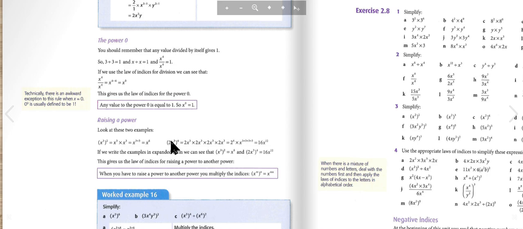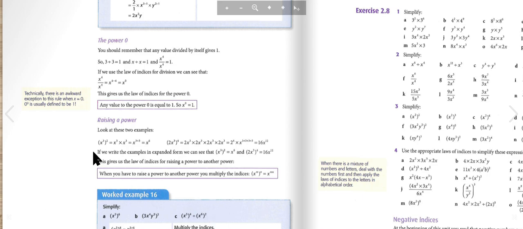And 2x to the power of 3, to the power of 4, equals 2x to the power of 3 times 2x to the power of 3 times 2x to the power of 3 times 2x to the power of 3, which equals 2 to the power of 4 times x to the power of 3 plus 3 plus 3 plus 3, which is 16x to the power of 12.